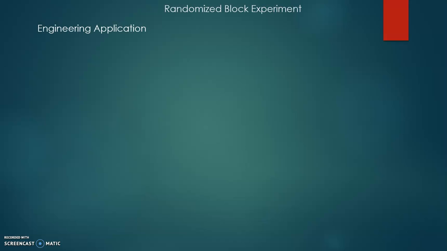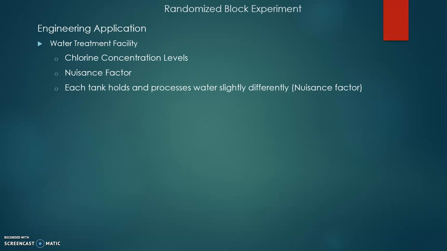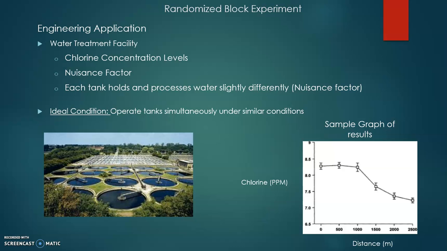Alright, so let's discuss a practical engineering example where this method of experimental process can be utilized. Let's take a water treatment facility. As a researcher, I am curious to know if the chlorine concentration levels are diminishing the farther away the tanks are from the facility. For this example, we need to discuss the nuisance factor.